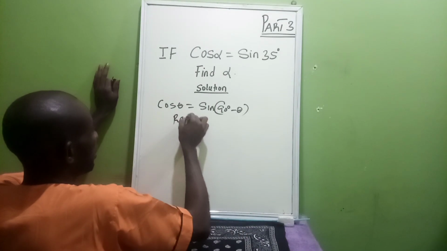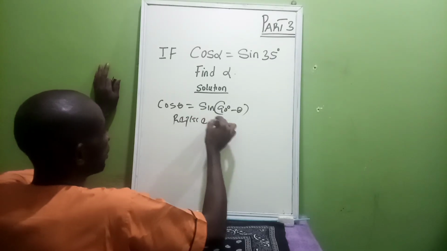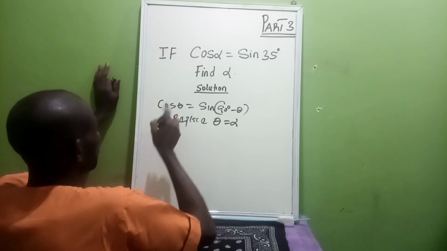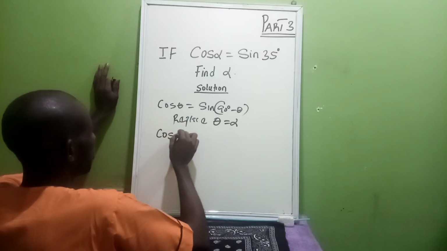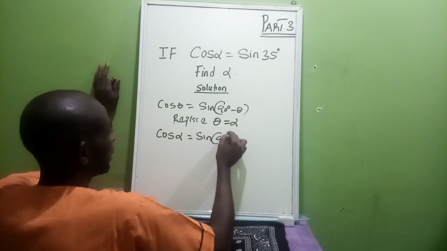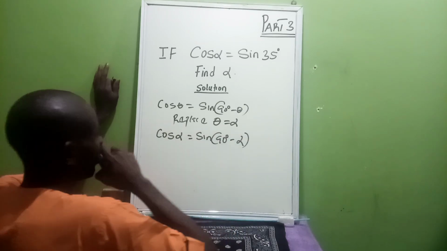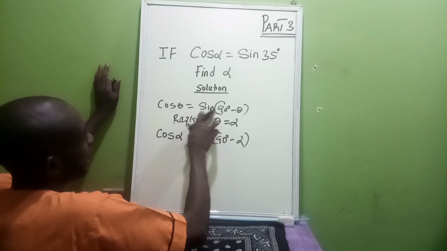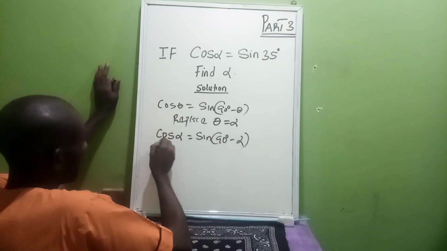So we replace this theta that you are seeing with alpha. So we are going to rewrite this by saying cos alpha is equal to sin of 90 degrees minus alpha. So already we say cos theta is the same thing as sin of 90 minus theta.